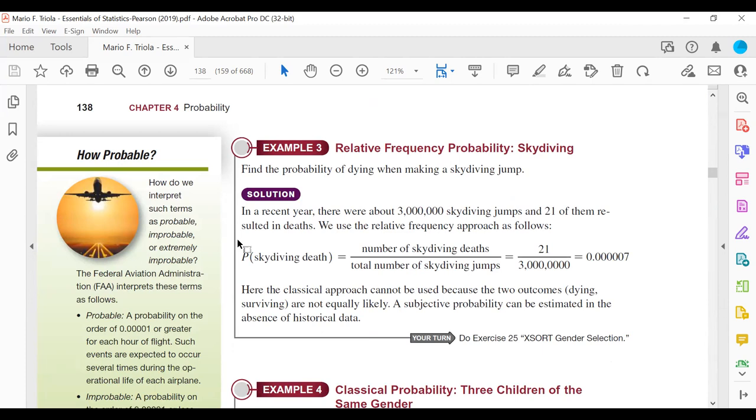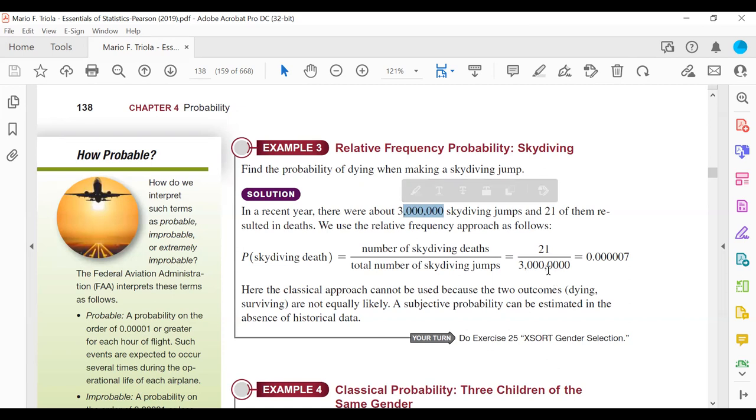All right, so in a recent year, there were about 3 million skydiving jumps. And out of those 3 million, 21 of them resulted in death. We use the relative frequency approach. So again, let's look for your part and your total. Our part would be our 21, and our total is our 3 million.